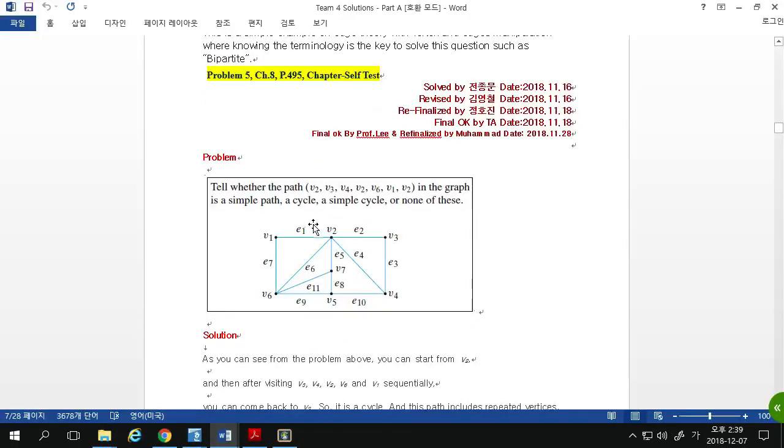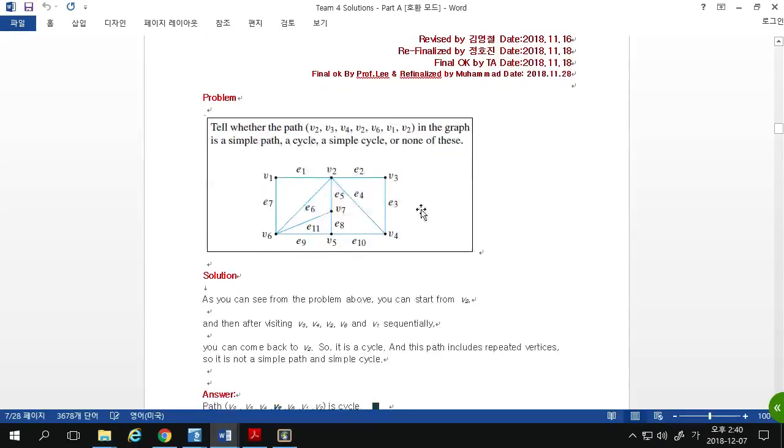For problem number 5, this is the shortest path problem, I guess. We have to find whether the graph has a simple path, a cycle, a simple cycle, or none of these. I have already told you what a simple graph is. If we start from V1, we go to V2, V3, V4, then V2, then V6, then V1. So we have this closed loop. But since we went through V2 twice, we don't have a simple cycle.